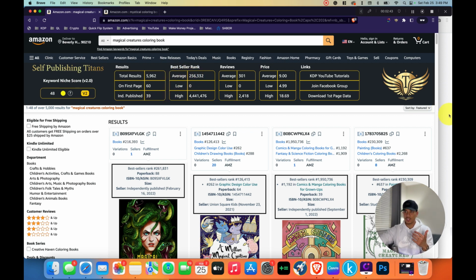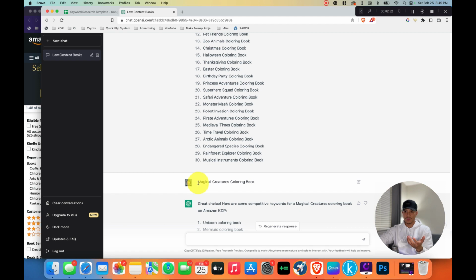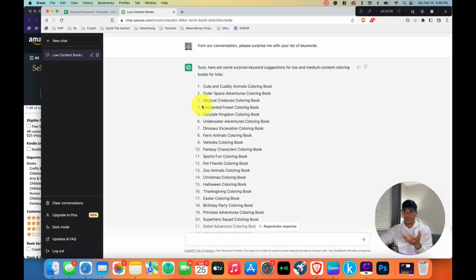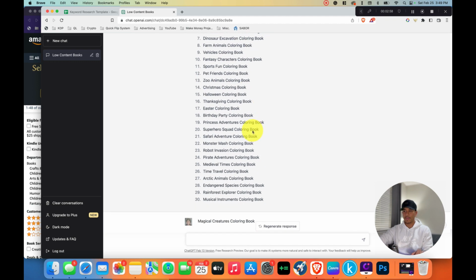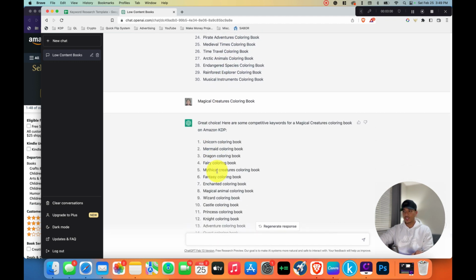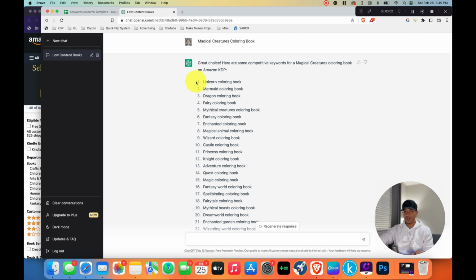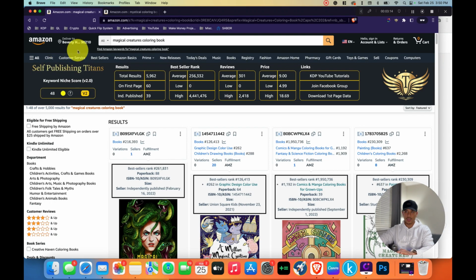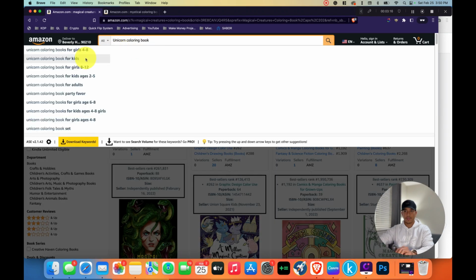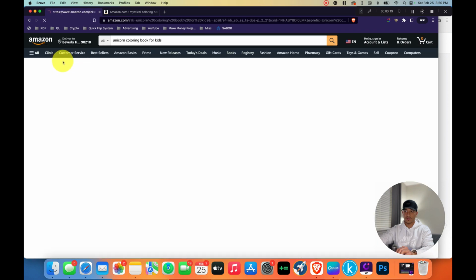So let's go back to ChatGPT. I just put into the prompt magical creatures coloring book, the exact keyword up here. I just pasted it in, and then ChatGPT gave me another list of 30 keywords that relate to magical creatures coloring book. And so I went ahead and did the same thing. I looked at unicorn coloring book, and then we have here for kids.